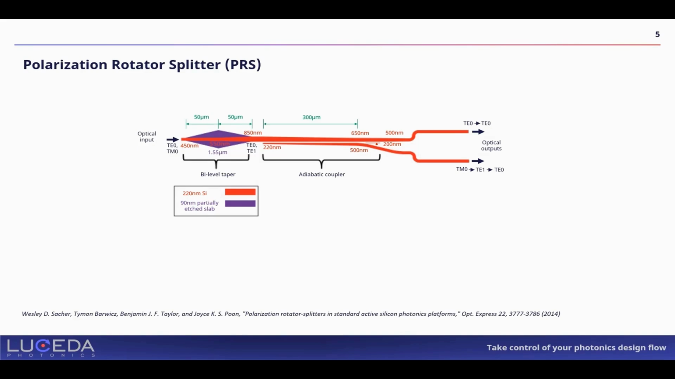Inside this PSR, there are two components where a mode conversion occurs: the bilevel taper and the adiabatic coupler. Let's start with designing the bilevel taper. The bilevel taper realizes a TM0 to TE1 mode conversion.